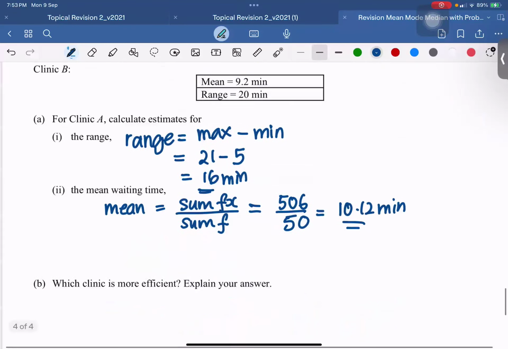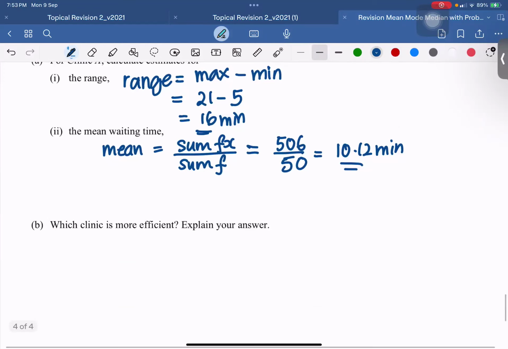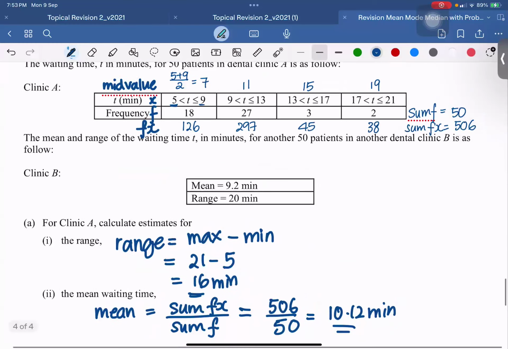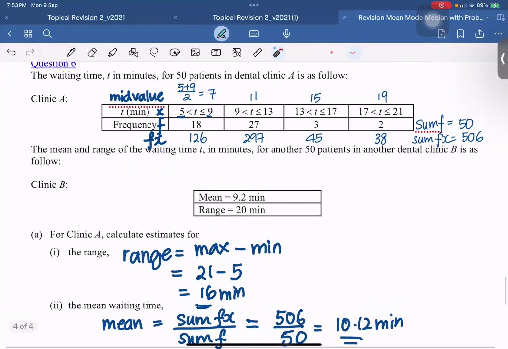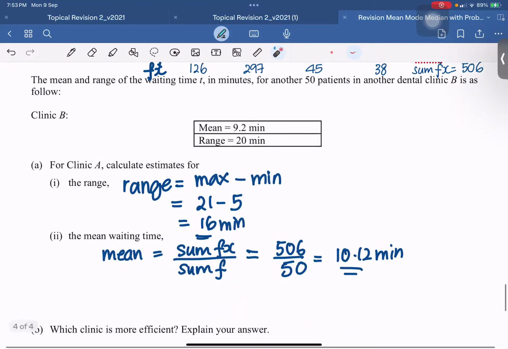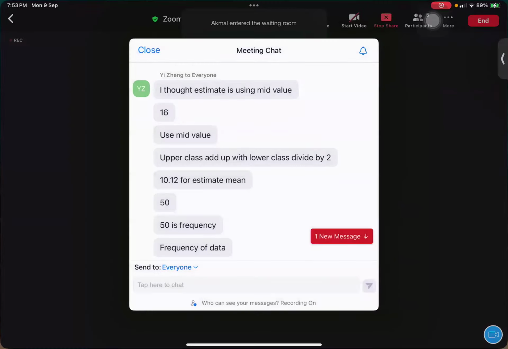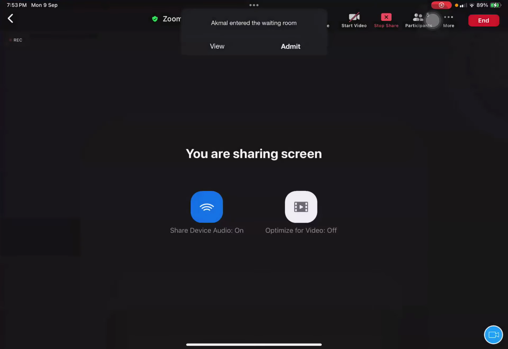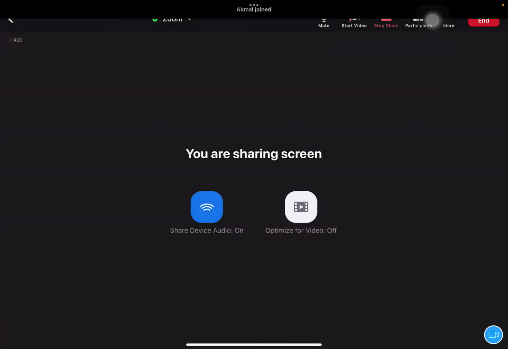Right, so in this case, I want to find which clinic is more efficient. If the clinic is more efficient, am I going to have a longer waiting time or a shorter waiting time? If I want it to be more efficient, I will have a shorter waiting time, right? So if I have a clinic with a shorter waiting time, how do I compare which one is better?